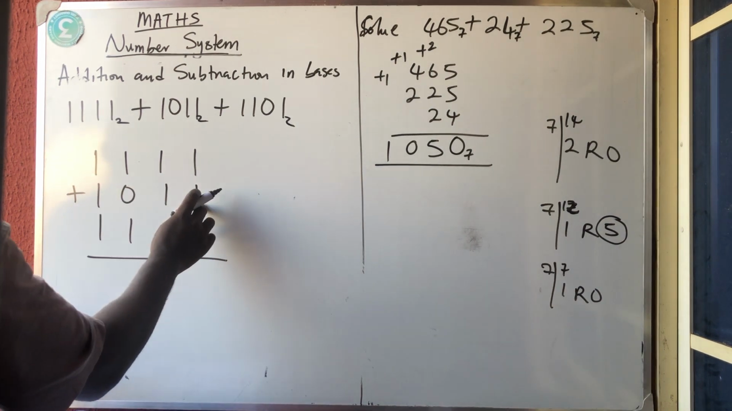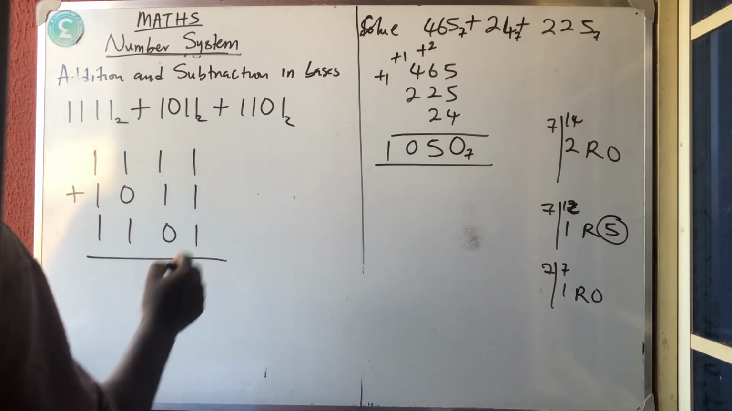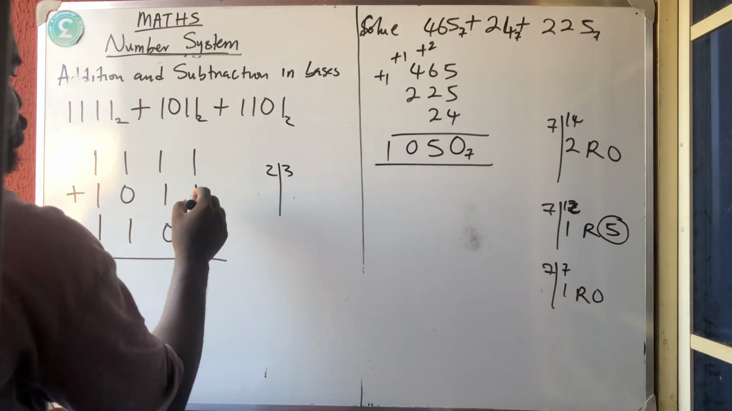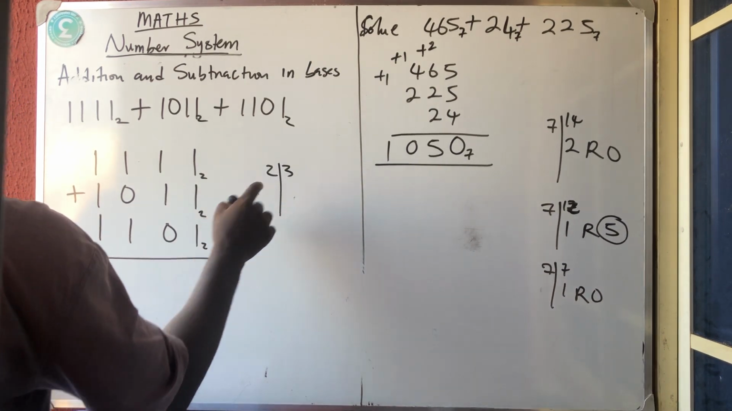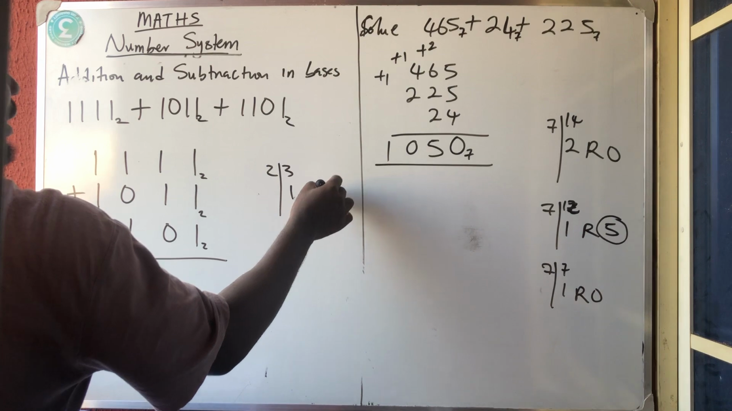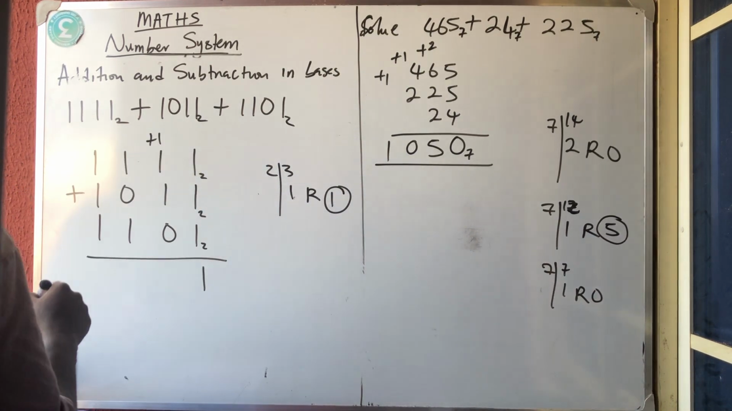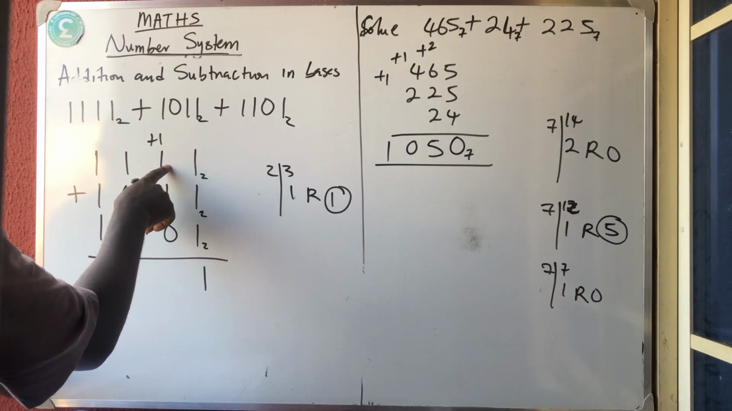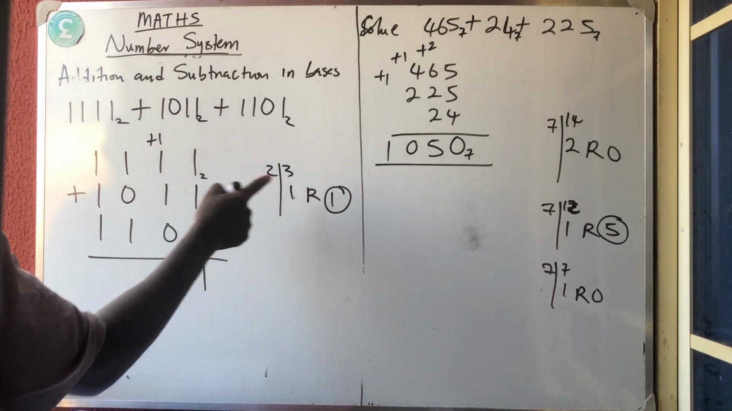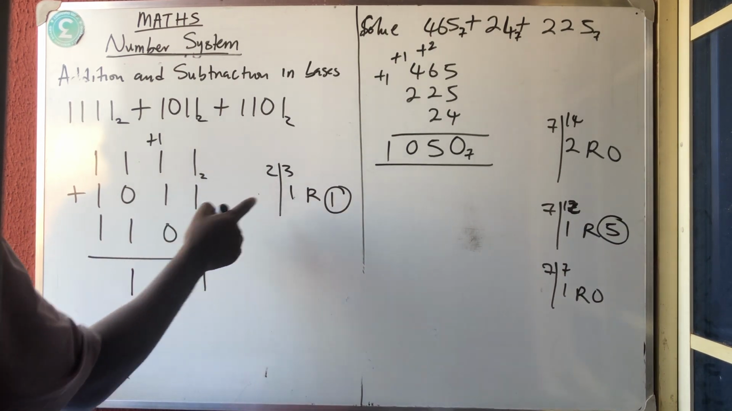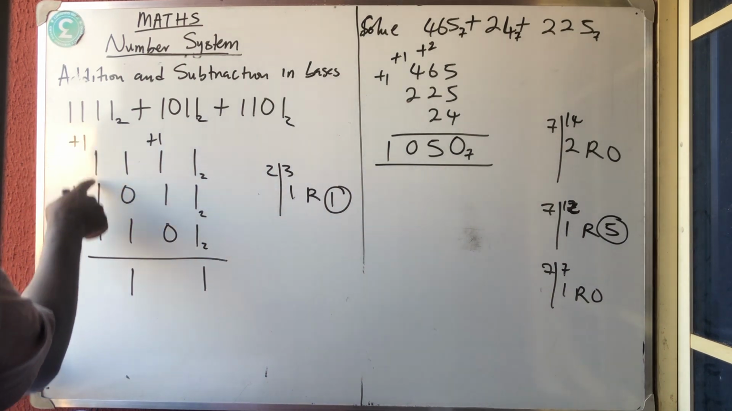Now, 1 plus 1, 2. 2 plus 1, 3. I cannot write 3. I'll say 3 divided by the base 2. I'll say 1 remainder 1. The remainder is my answer. I will now carry that 1 and put it here. So I have 1 plus 1, 2, 2 plus 1, 3 again. And 3 again is the same thing here. 1, carry the remainder here. So everything here is 4.